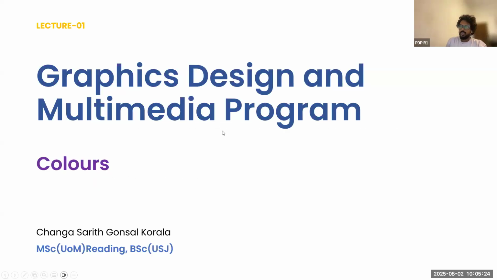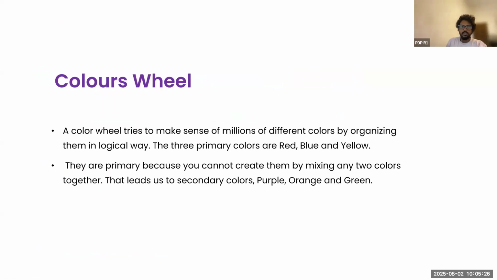Okay. So today the session starts with color. First of all, when we are talking about colors, we have to understand what a color wheel is. The color wheel tries to make sense of millions of different colors by organizing them in a logical way. There are three primary colors. What are they? Red, blue, and yellow, right? So we can create other colors by mixing those colors.